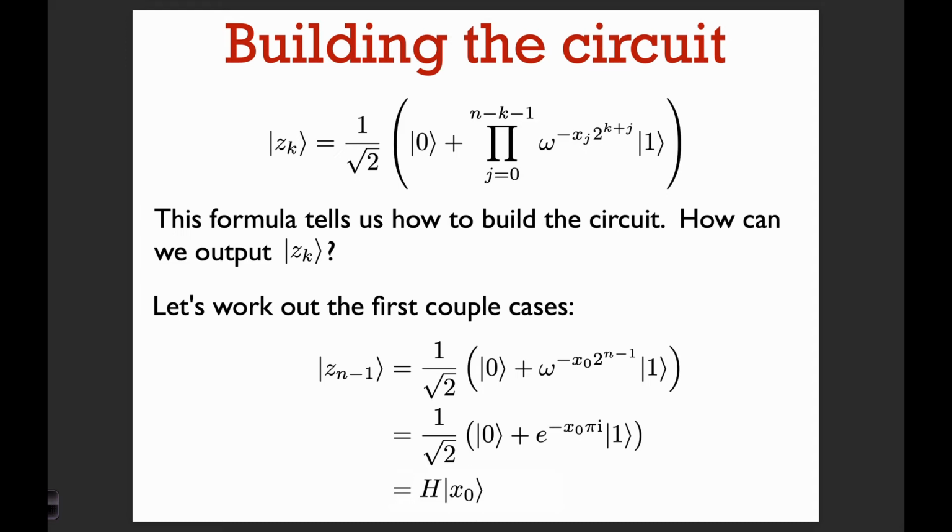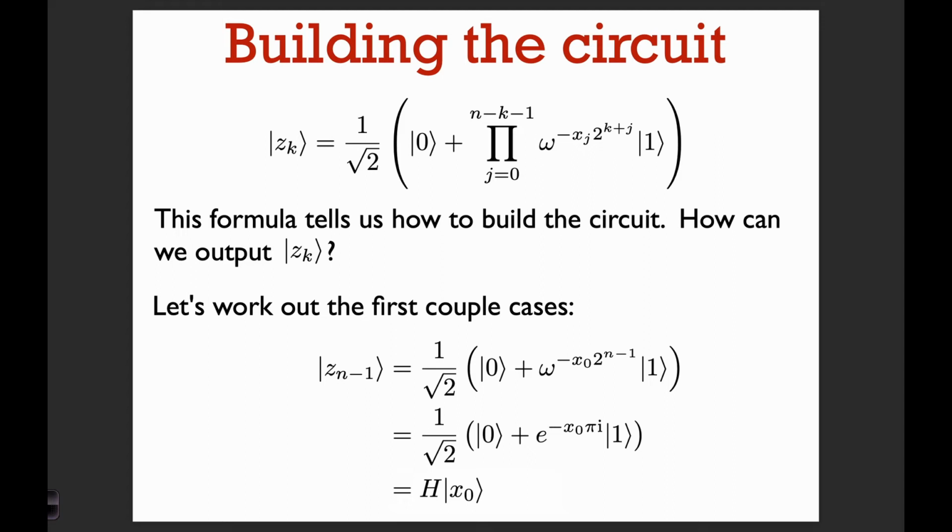So remember again, what is omega? It's e to the 2 pi i divided by 2 to the n. So we can simplify this, because 2 to the n minus 1 divided by 2 to the n is just a factor of a half. That cancels the 2 in the 2 pi i. So this is just e to the minus x0 pi i. In other words, this term is going to be 1 if x0 is 0, and minus 1 if x0 is 1.